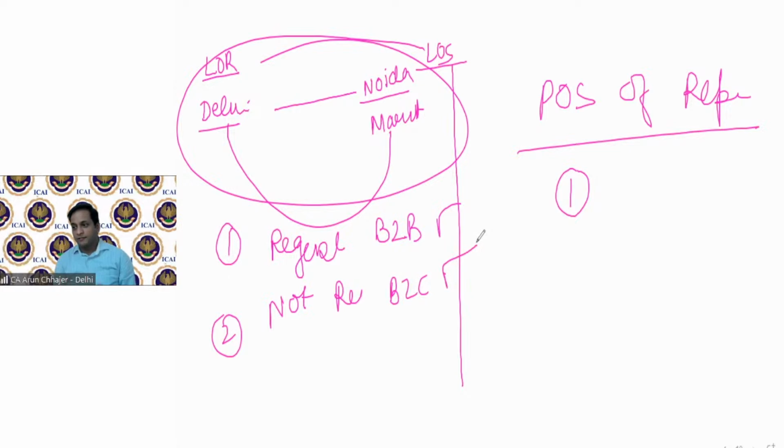So one answer is that in both the cases it will be Noida. The second answer is that in case of B2B it will be Delhi, and in case of B2C it will be Noida. I have received two replies. Okay, in both the cases the place of supply shall be Noida, since it is a supply of service to be done at the Maruti repair center.